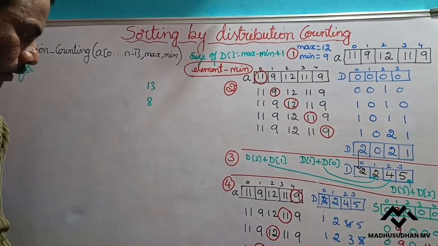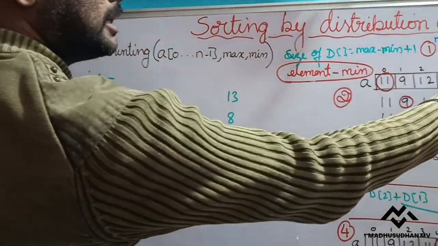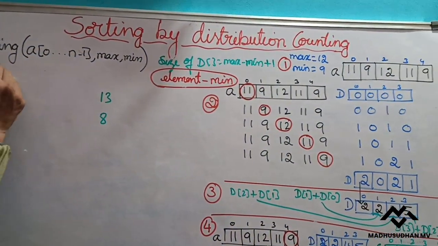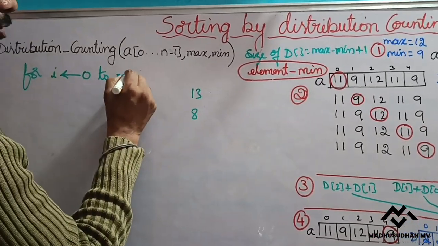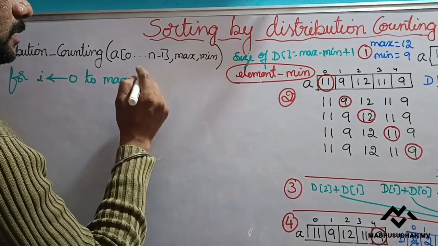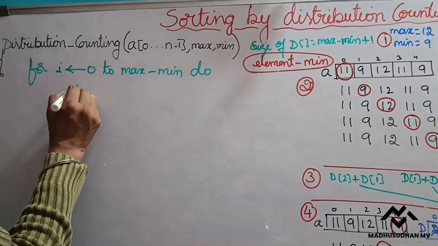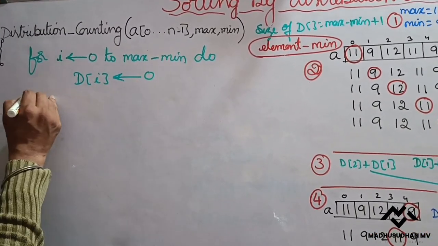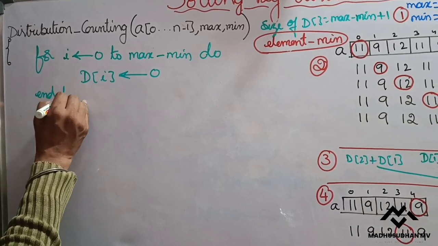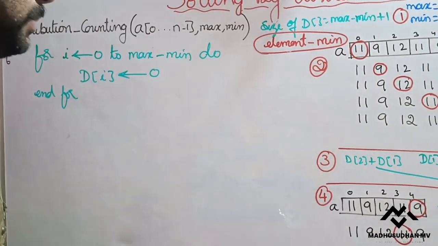So what I will do? For I equal to 0 to max minus min, you do this: D of I needs to be made 0. That's it, end for. Just for you people who have not understood, simply.